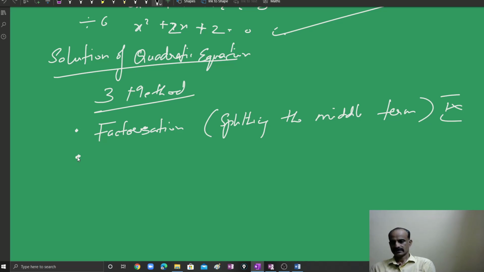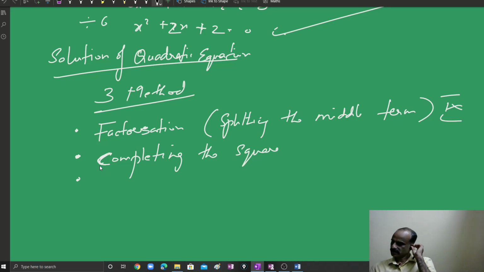Second method, completing the square. We will discuss this. At certain point of time, this particular method is not included in the syllabus. It doesn't matter. Sometime, certain year, we will get a clear picture regarding this just before the exam. But we need to know. Everyone needs to learn this.